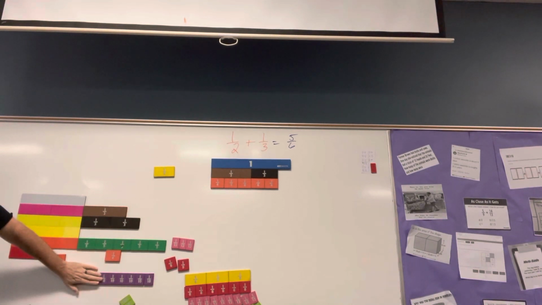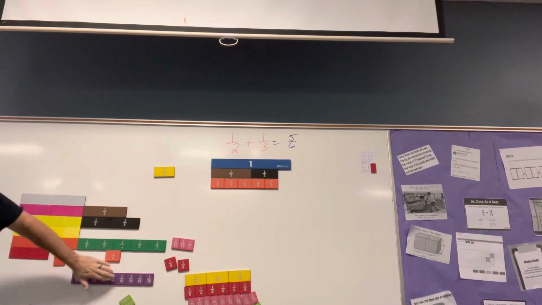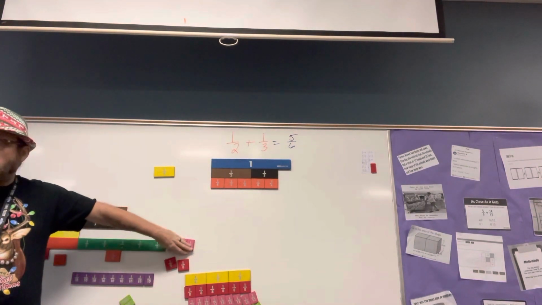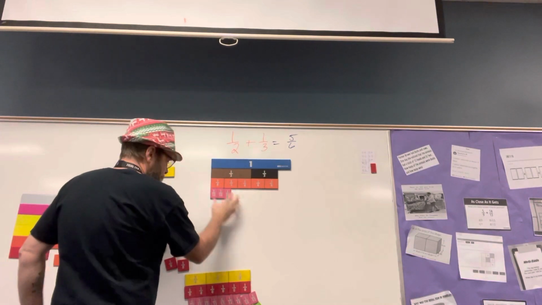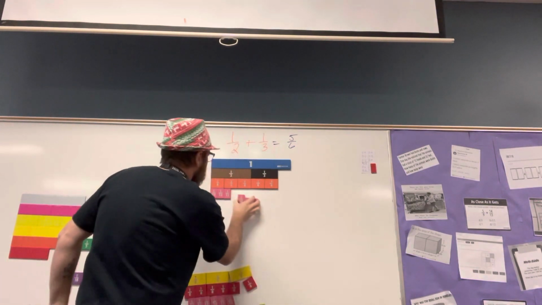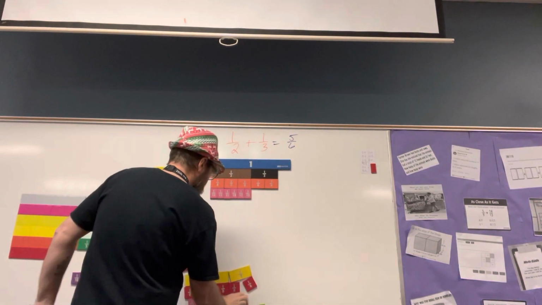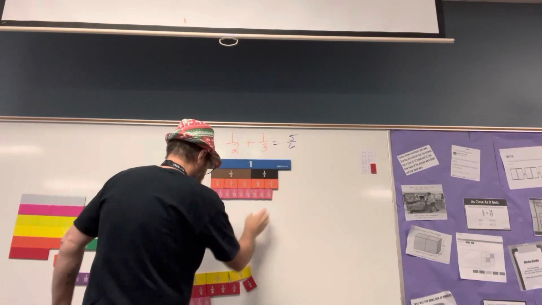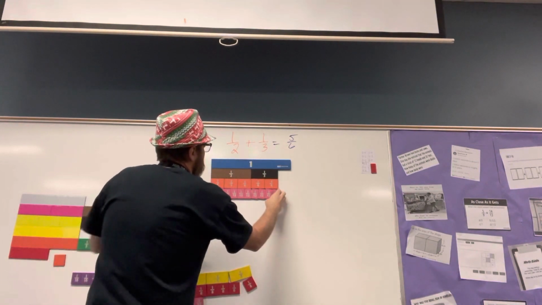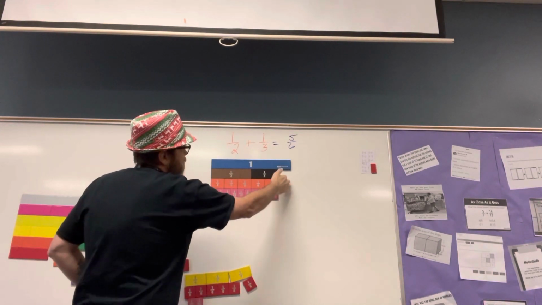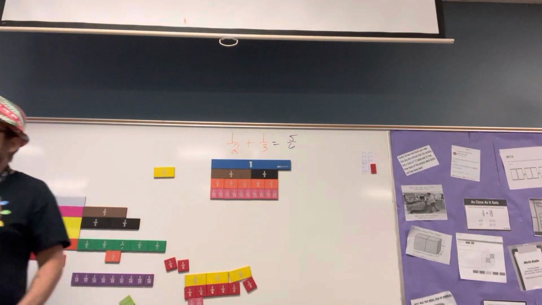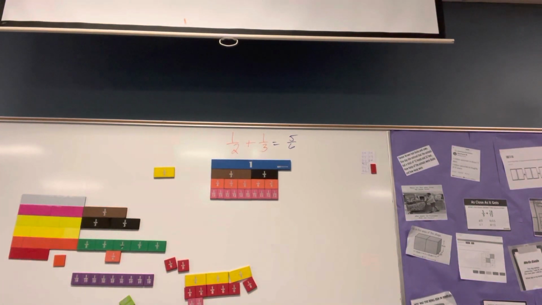Do 2 and 3 divide evenly into 10? No. Do 2 and 3 divide evenly into 12? Yes. So I could have 12ths here. But again, I'm looking for the one that uses the least amount of pieces. Okay, the one that has the least amount of pieces. And you have to make sure it lines up exactly.